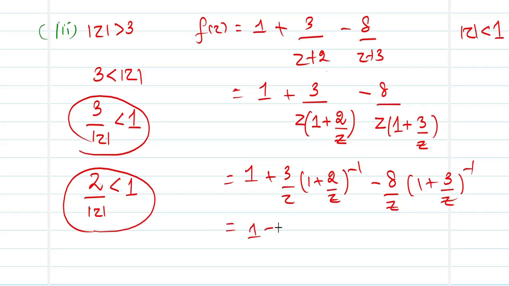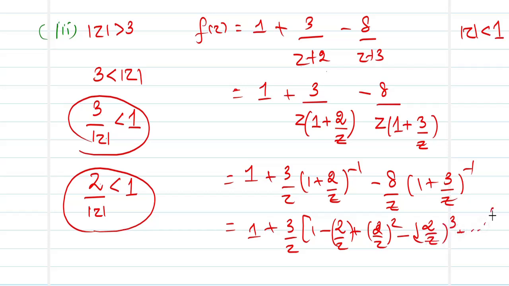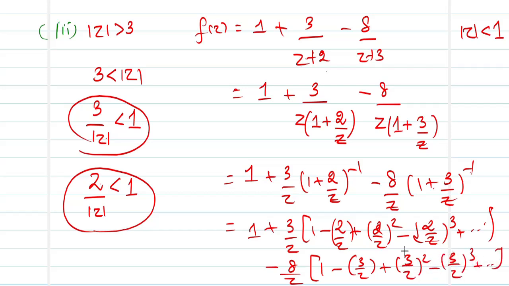I can give the expression as 1 minus 2 by z plus (2 by z) whole square minus (2 by z) whole cube, and so on. And the next term is minus 8 by z times 1, again positive and negative, 3 by z plus (3 by z) whole square minus (3 by z) whole cube, and so on. So now let me finalize this.